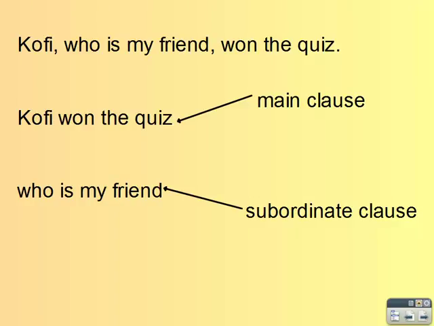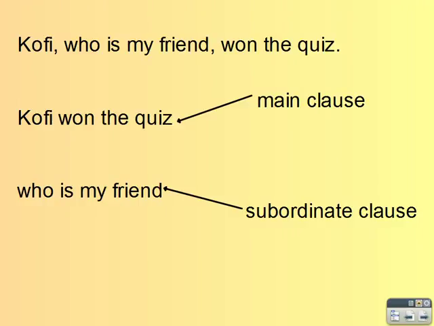So here's another example. Kofi, who is my friend, won the quiz. Well, the main clause is Kofi won the quiz, because that can stand by itself and convey a complete idea as a sentence should. Who is my friend tells us more about Kofi, but it isn't needed in terms of the main clause. But who is my friend could not stand as a sentence by itself.